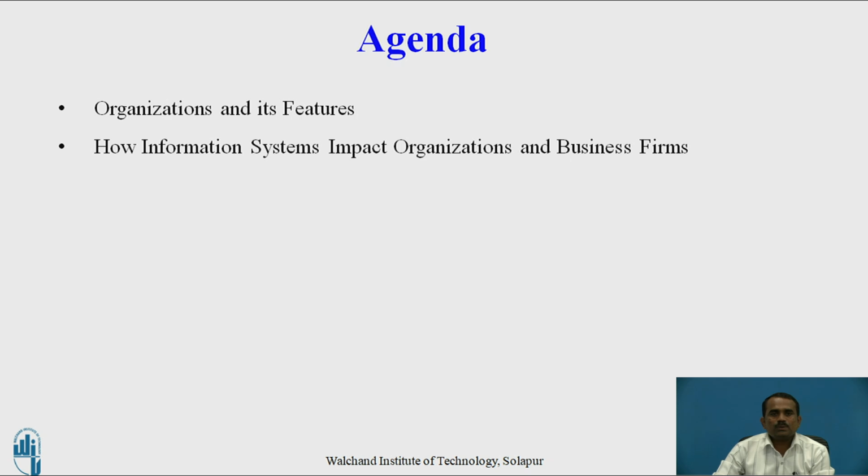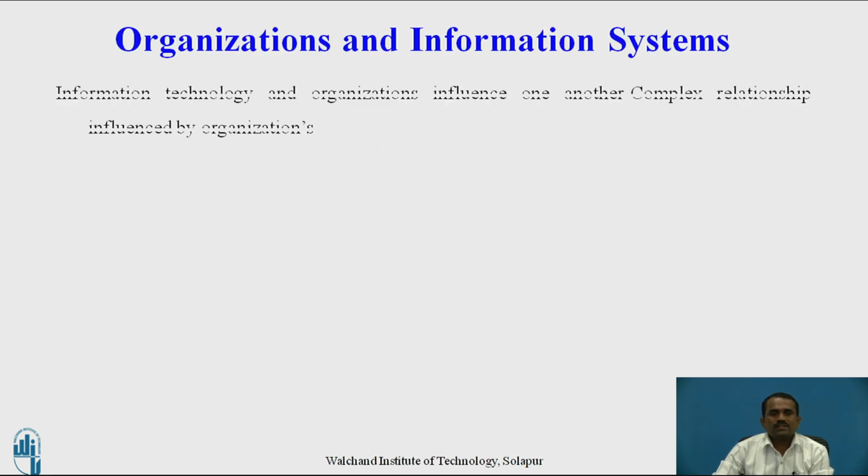Agenda. In this video I am going to cover what an organization is, what its features are, and how information systems impact organizations and business firms. First, organizations and information systems. Information systems and organizations influence one another in a complex relationship influenced by organizations.